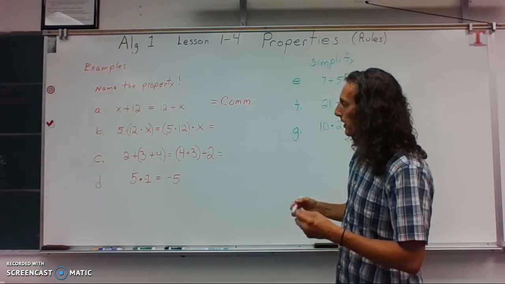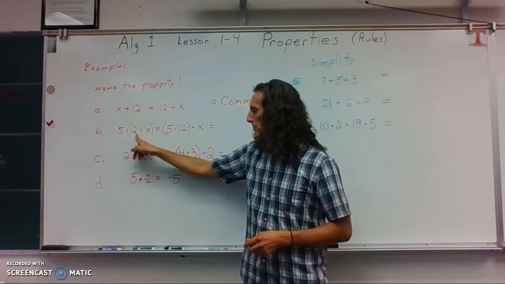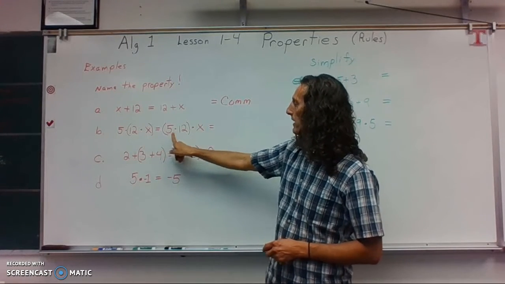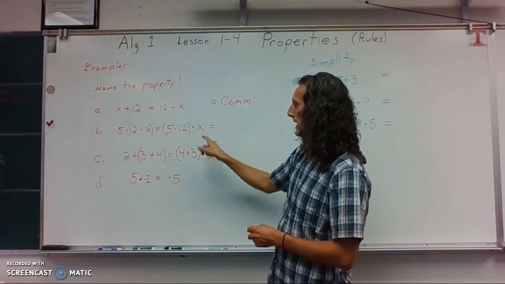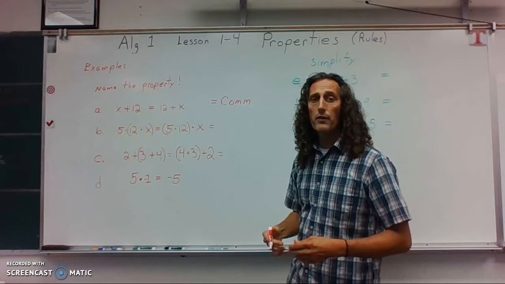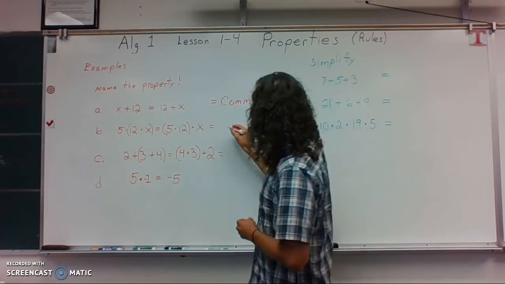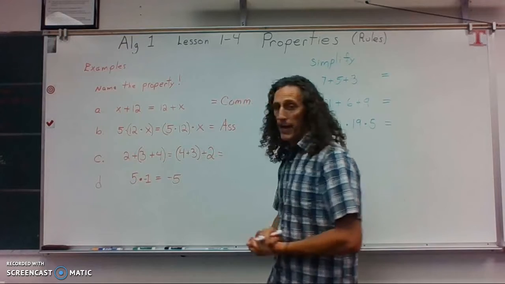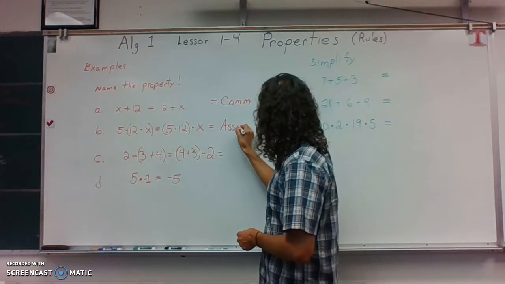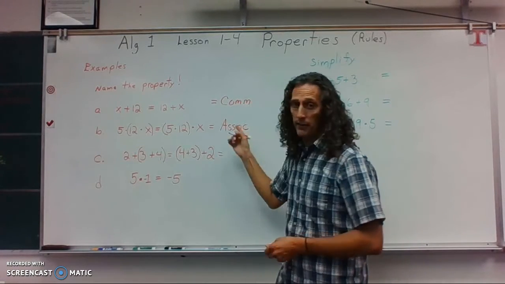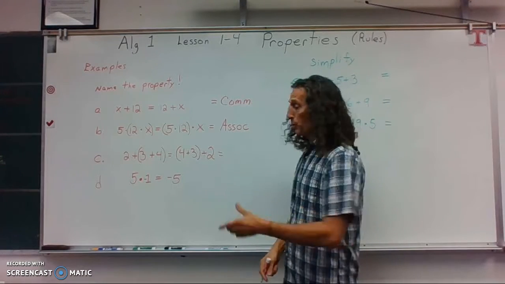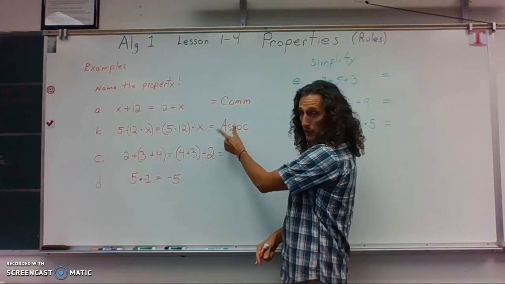B, now on B we have 5 times the grouping 12 times x is the same thing as 5 times 12 grouping times x. And if you look at that one, that should be associative, right? So I'm going to abbreviate that one. Do not abbreviate it. ASS, put OC after it. If I see that in your notes, then you might be in trouble.